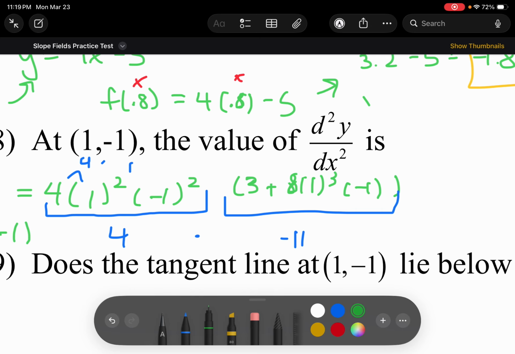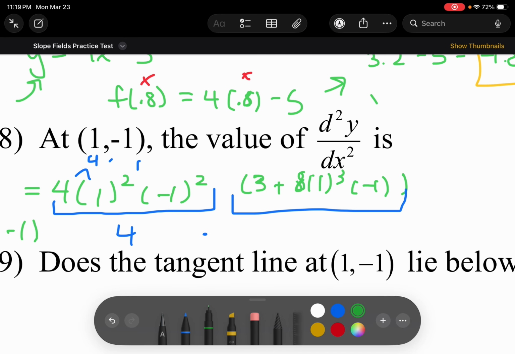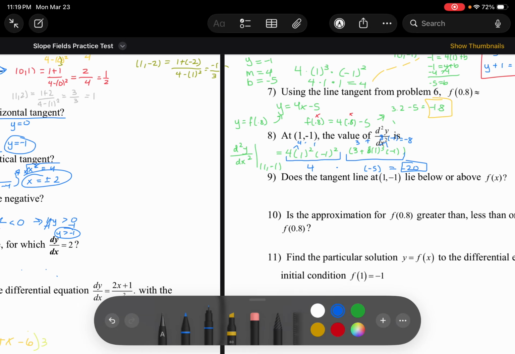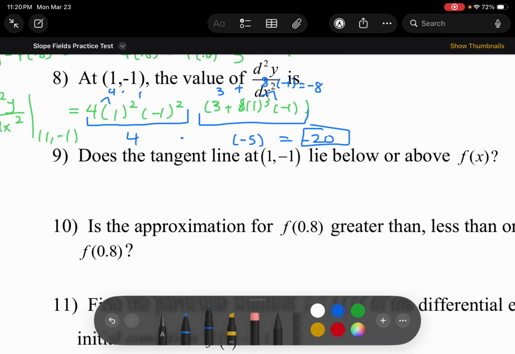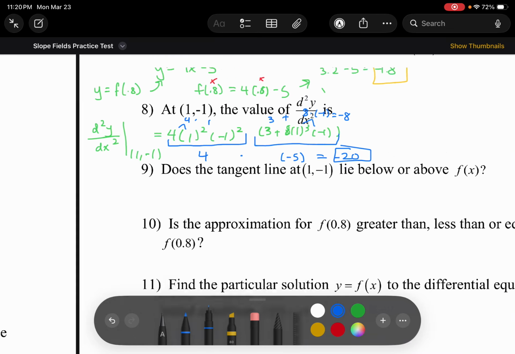So first is going to be 8 times 1 cubed, which is just 8. 8 times negative 1 is just negative 8. 3 plus negative 8 is just negative 5. What is 4 times negative 5? That's just going to equal negative 20. And that is your second derivative. That is your answer. So does the tangent line at 1, negative 1 lie below or above f of x?